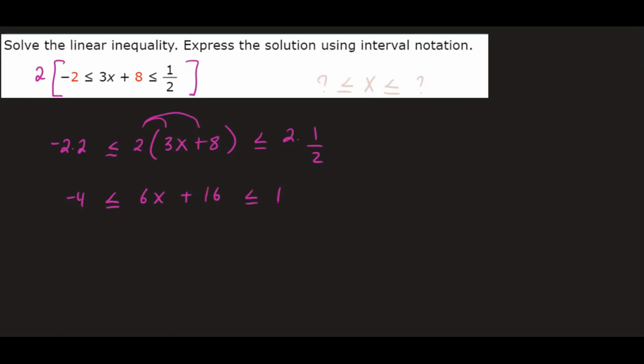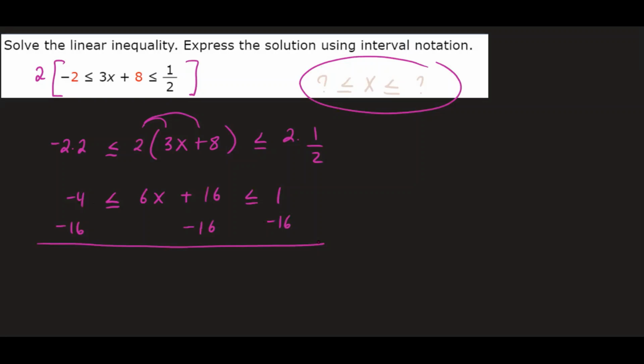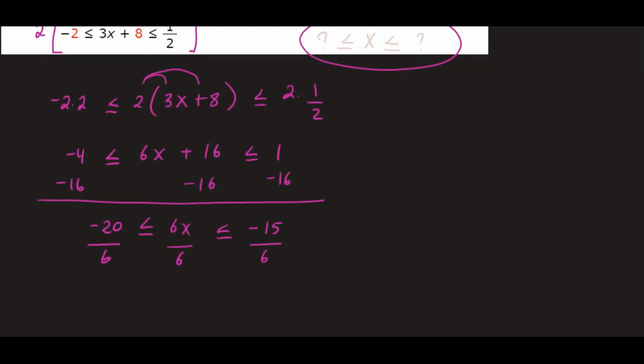Now I can start isolating for x. So I have this statement that I'm looking for. So I'm going to go ahead and subtract 16 from all sides. So that would give me 6x in the middle less than or equal to negative 15 to the most right. And then on the most left, we have negative 20. And now the last thing is to divide by 6. So that would give me 20 over 6.